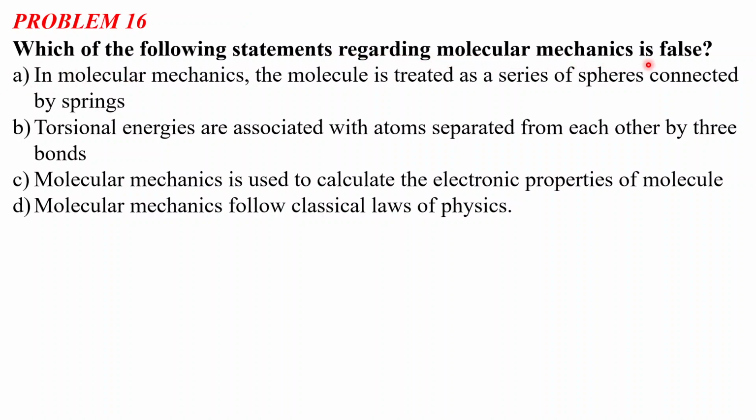Which of the following statements regarding molecular mechanics is false? Option A, in molecular mechanics, the molecule is treated as a series of spheres connected by springs. Number B, torsional energies are associated with atoms separated from each other by three bonds. Number C, molecular mechanics is used to calculate electronic properties of the molecule. And number D, molecular mechanics follows the classical laws of physics. Which of the following statements regarding molecular mechanics is false?